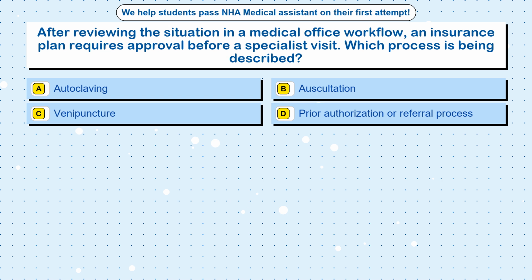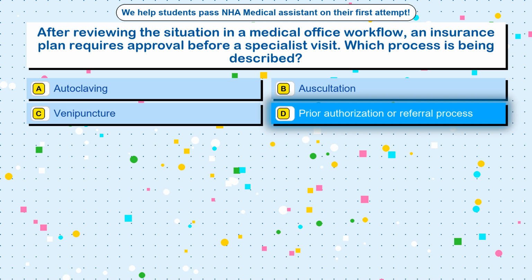Question 92. After reviewing the situation in a medical office workflow, an insurance plan requires approval before a specialist visit. Which process is being described? Option A, autoclaving. Option B, auscultation. Option C, venipuncture. Option D, prior authorization or referral process. The correct answer is option D, prior authorization or referral process.